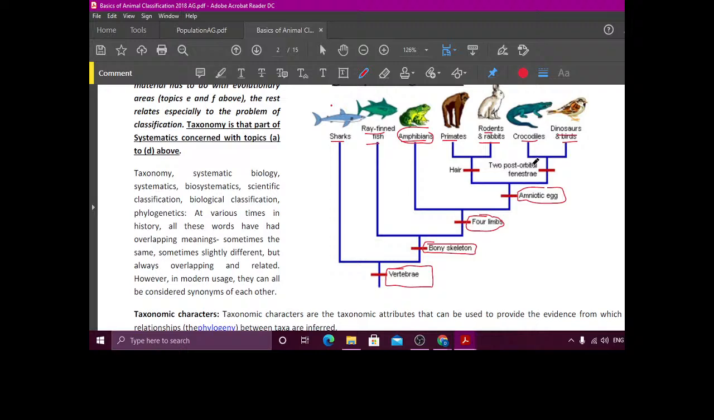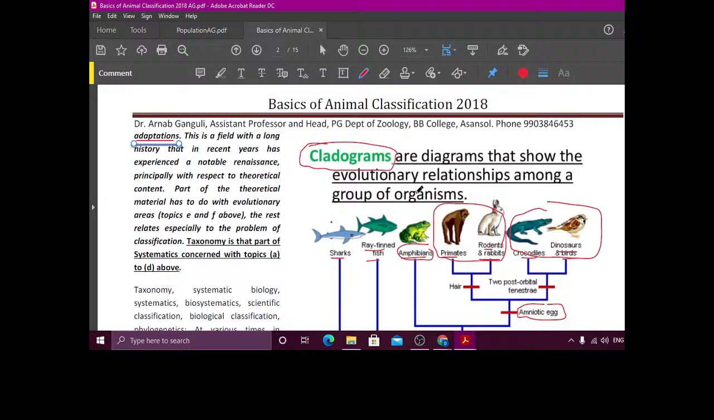Then we go to the presence of hair on the body. Primates, rodents and rabbits have hair, and rodents and rabbits are closer to each other. Then in your temple, the temporal rock, you have two post-orbital fenestrae. We don't have them. They have. So, crocodiles and birds are closer to each other. So, this is how you say which organisms are closer to each other in terms of characteristics. This you can understand only when you draw a cladogram. Later on, you will learn how to draw a cladogram.